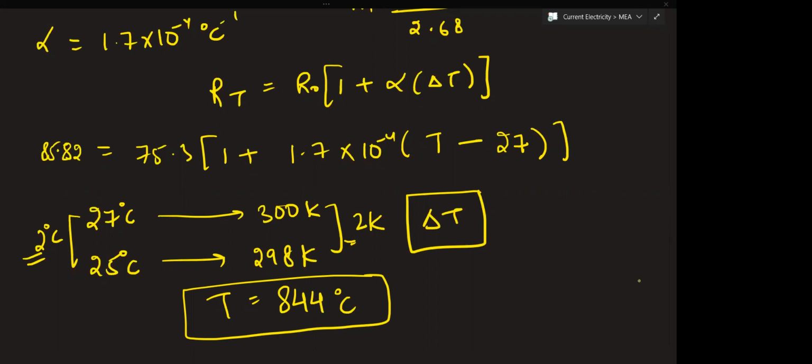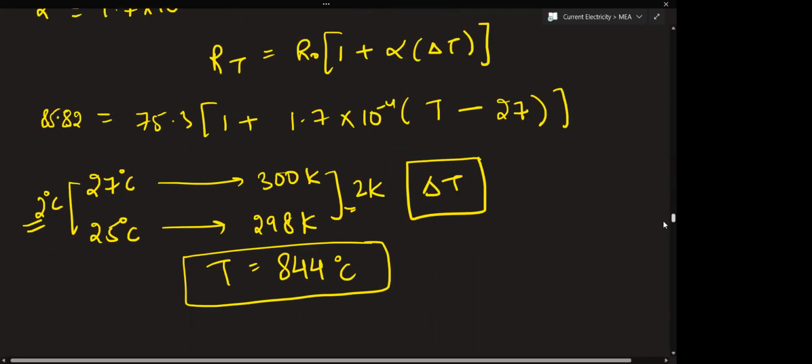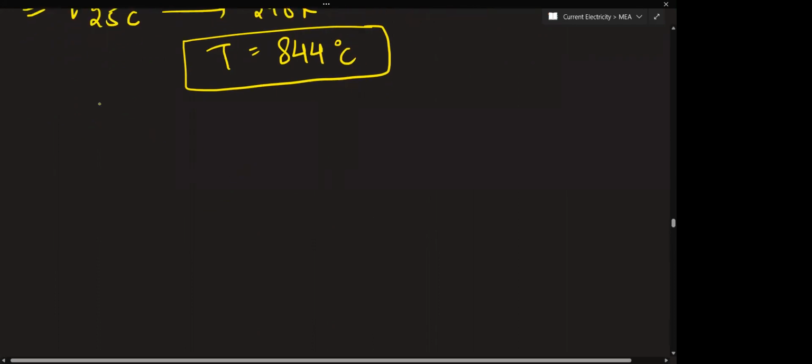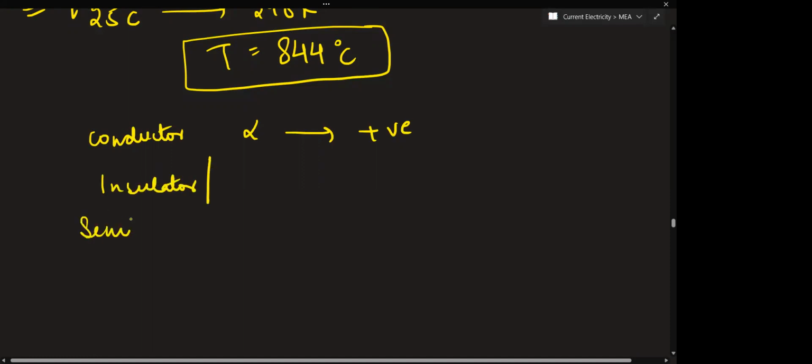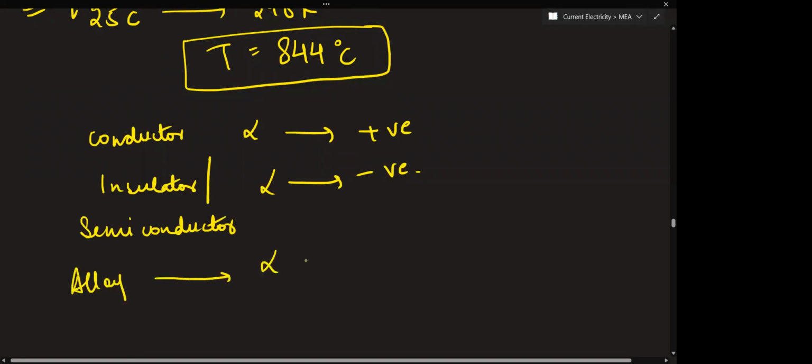One more thing before you start noting it down. Remember a few points regarding alpha. If you have a conductor, then alpha's value is positive. If it is an insulator or a semiconductor, then the value of alpha is negative. And if it is an alloy, then it will be positive, but alpha is very small.